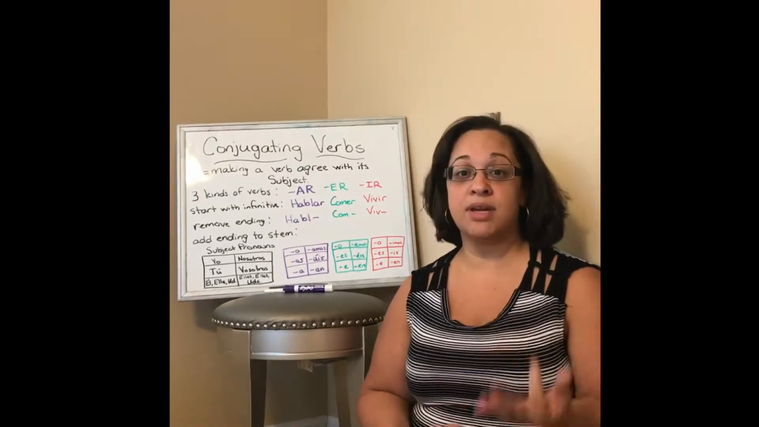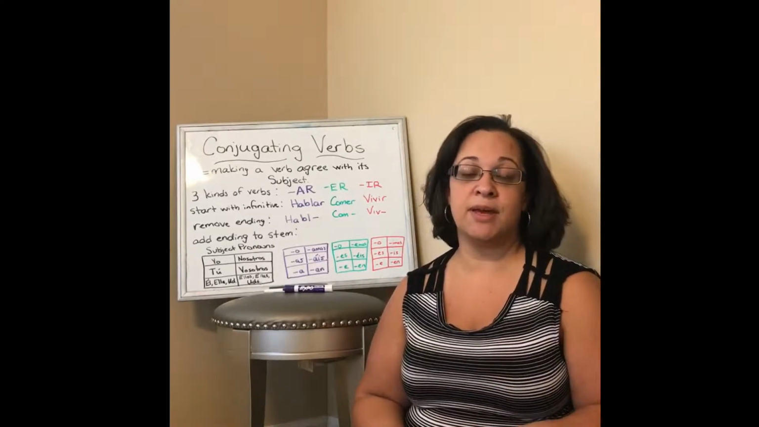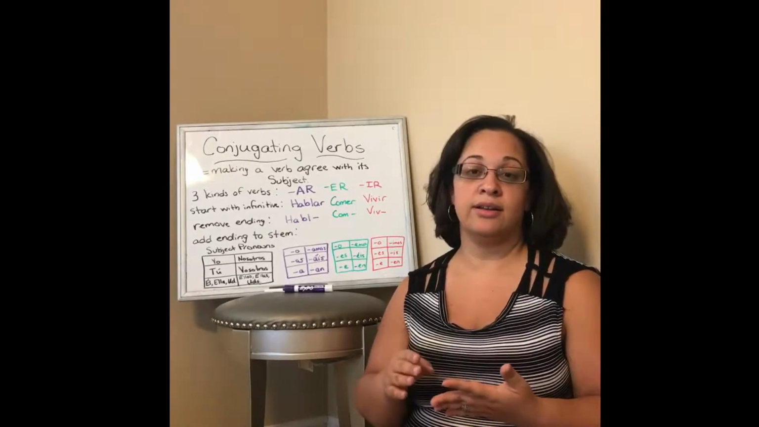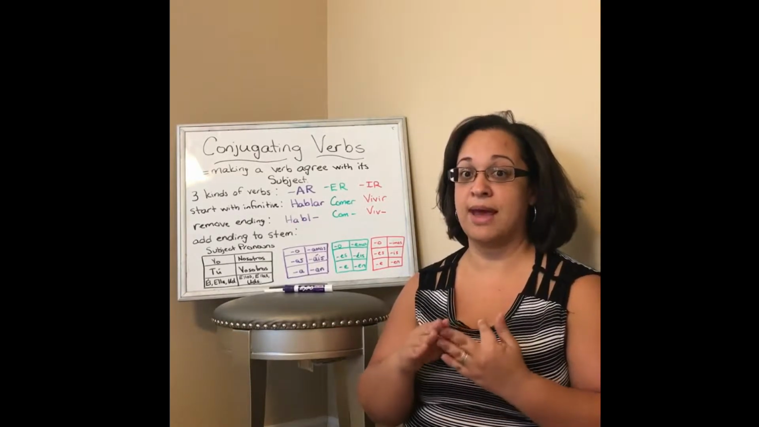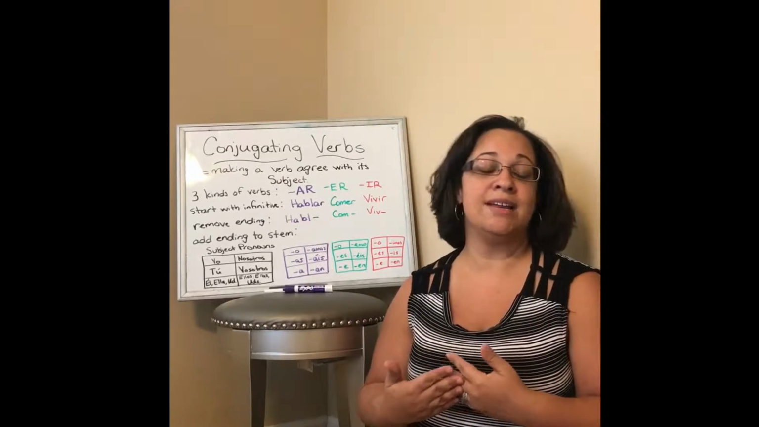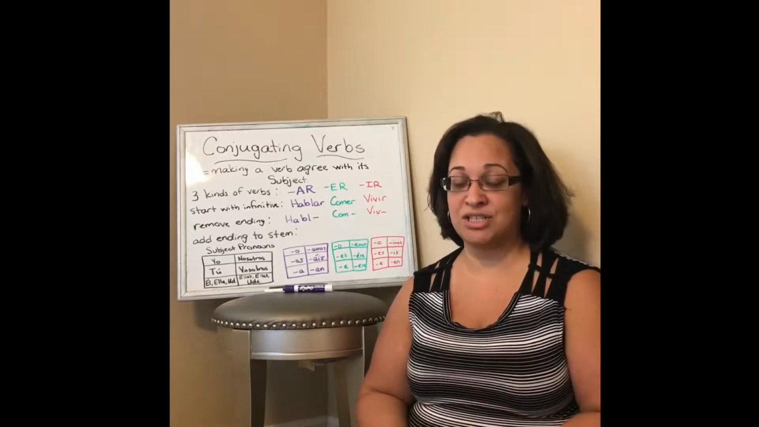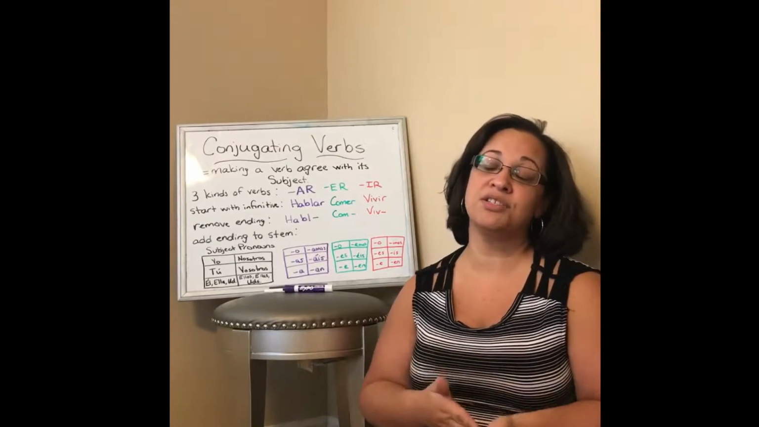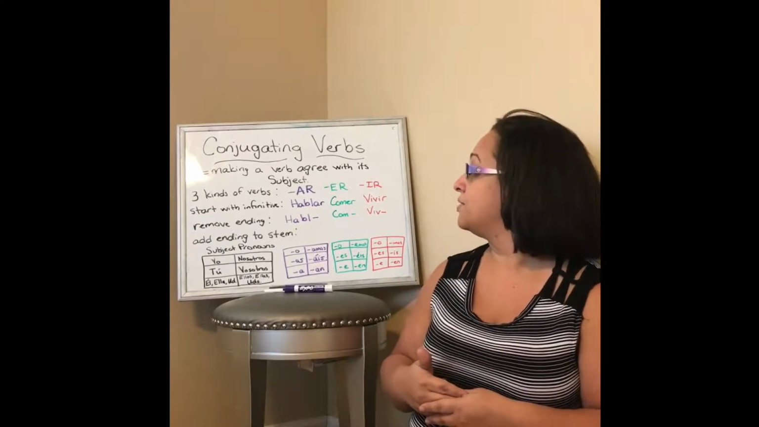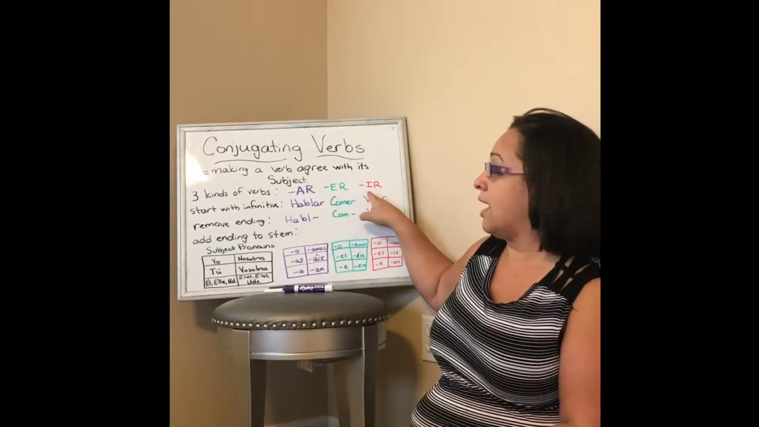Again, there's three kinds of verbs in Spanish, or three endings. All verbs in Spanish, for the most part, end in AR, ER, and IR. Okay, so we have those three. That's how you know that you're dealing with an infinitive verb. An infinitive means basically the word has not been conjugated. So if a verb has not been conjugated, it's said to be in its infinitive form. So again, the three kinds of verbs we have are AR, ER, and IR.